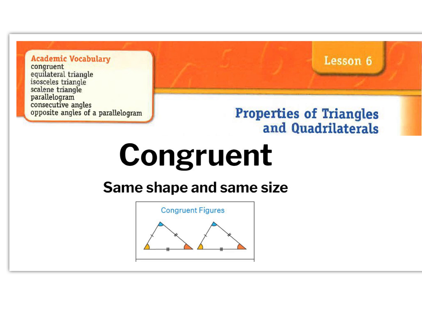The first word is congruent. Congruent means same shape and same size. So congruent figures are exactly the same. All the sides are the same, all the angles are the same, the shape is the same. So if you stacked this one on top of this one, it would fit exactly.